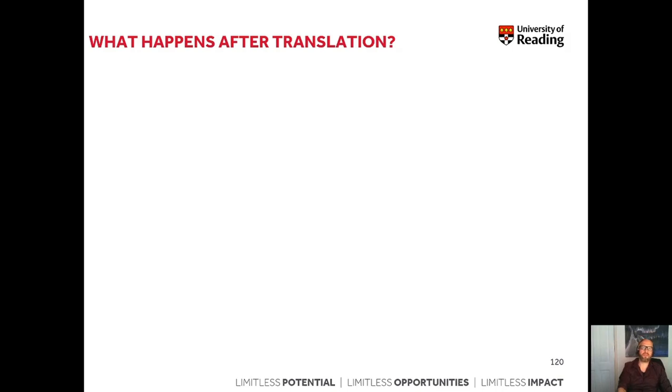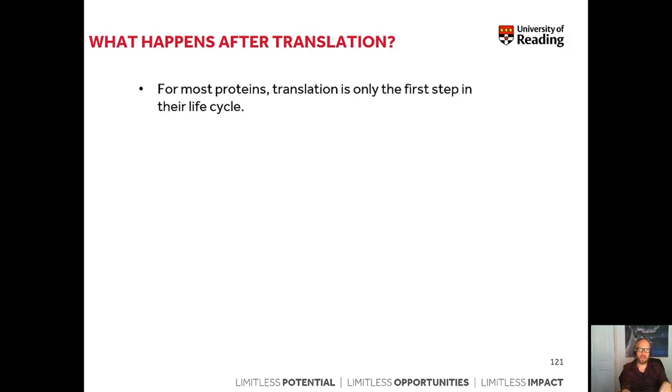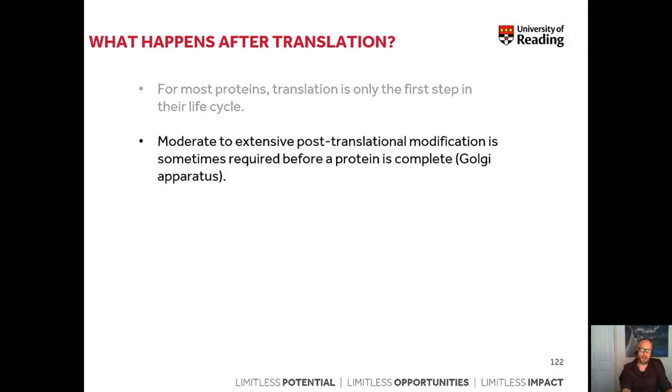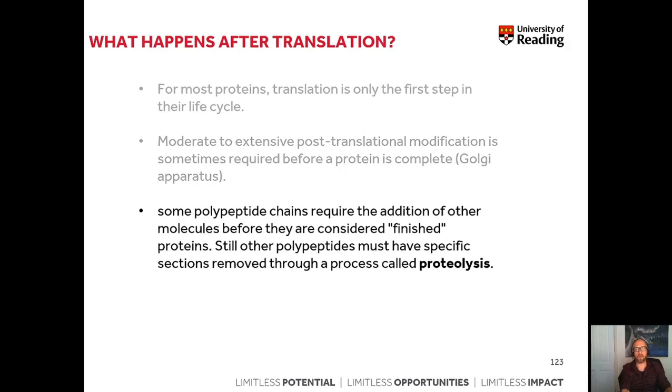So what happens after translation is complete? Obviously, this is not the end of the story, because proteins are quite different and they can be modified. For most proteins, translation is only the first step in the life cycle, because moderate to extensive post-translational modifications are required before a protein is complete, and this happens at the Golgi apparatus.